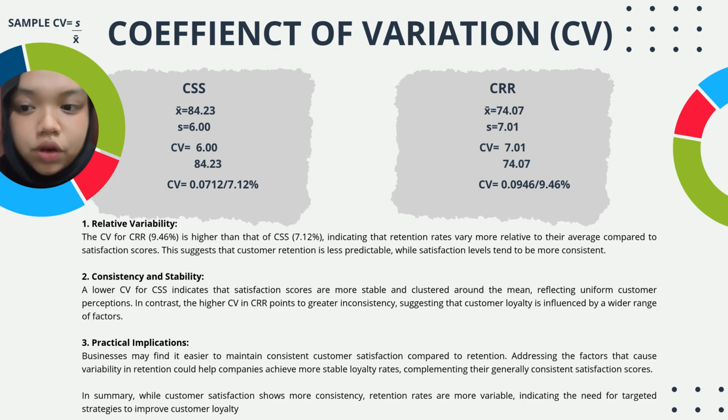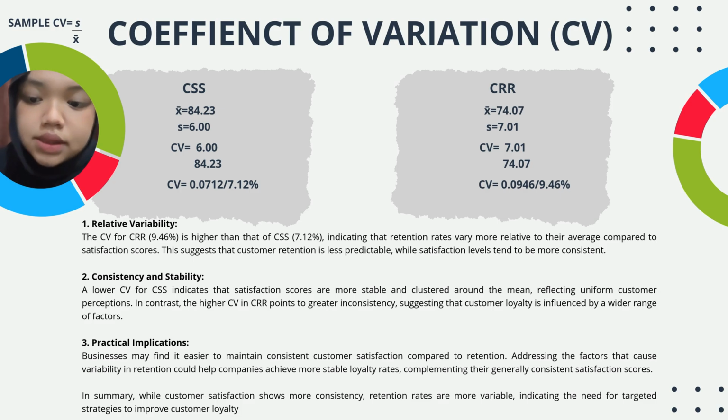The formula for calculating CV is standard deviation over mean. The result is usually expressed as a percentage to make it easier to interpret. So to calculate CV for customer satisfaction score, CSS, the standard deviation for CSS is 6% and the mean is 64.23. Substituting the values into the formula, 6.0 over 64.23 equals 7.12%.